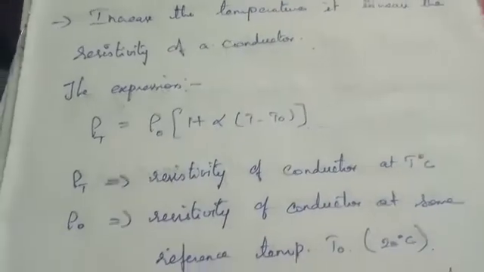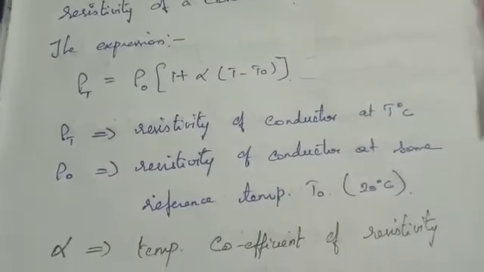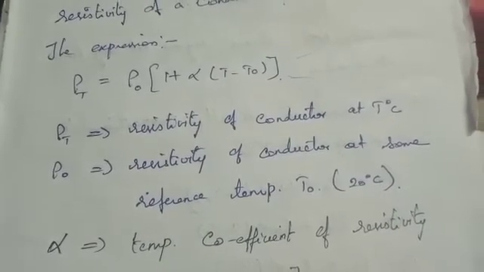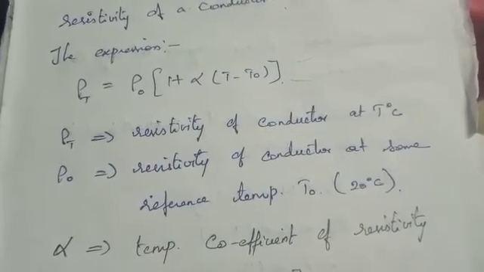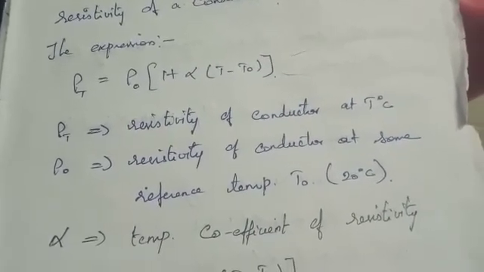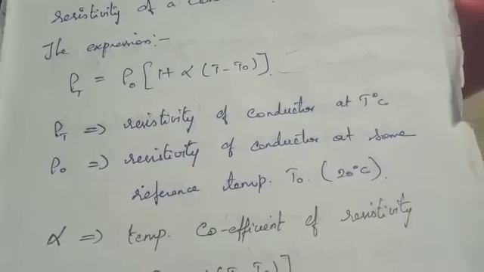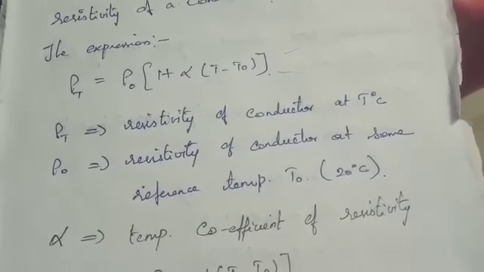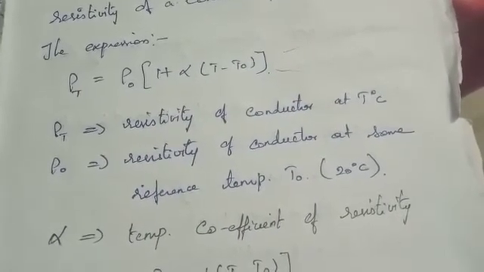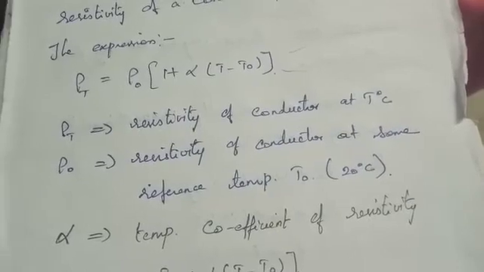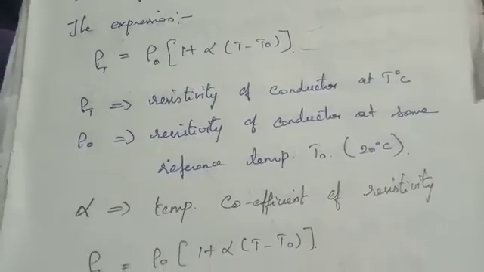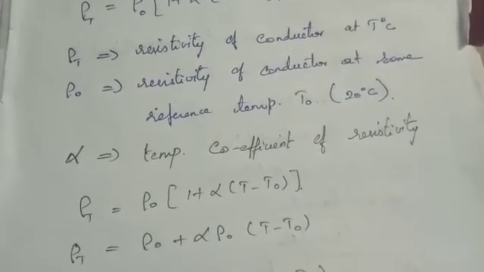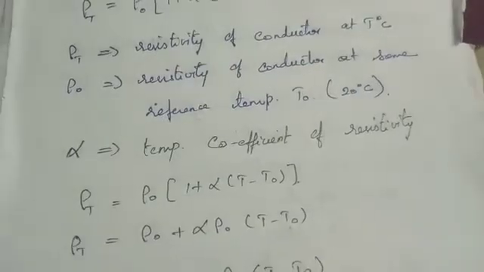Here I have to explain each one of the terms. Rho t means rho suffix t, that means the resistivity of the conductor at T degrees Celsius. Next, rho naught is the resistivity of the conductor at a reference temperature. Usually we take the temperature of 20 degrees Celsius. You have to remember the initial temperature also, that is T naught. Here alpha is considered as the temperature coefficient of the resistivity.